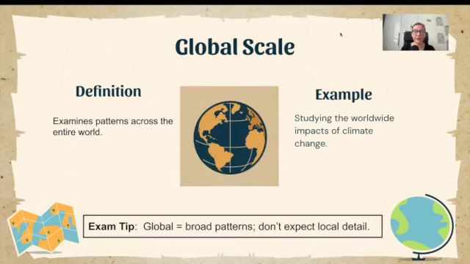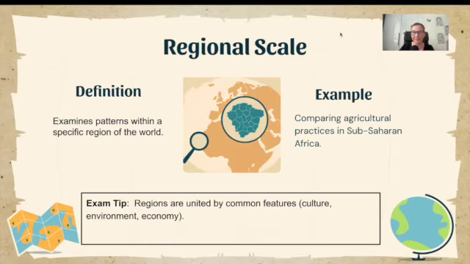Global scale. The definition is examines patterns across the entire world. So studying the worldwide impacts of climate change. Here's your exam tip: global equals broad patterns, don't expect local detail. Regional scale. The definition is examines patterns within a specific region of the world. For example, comparing agricultural practices in sub-Saharan Africa. Here's your exam tip. Regions are united by common features, for example, culture, environment, and economy.